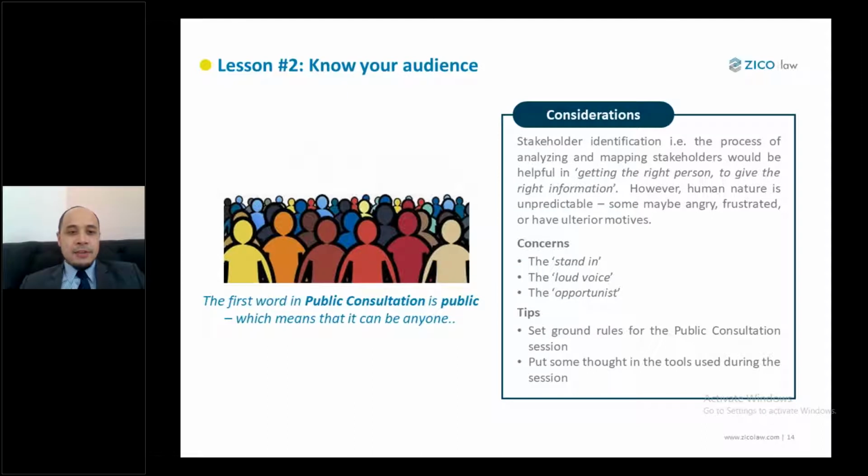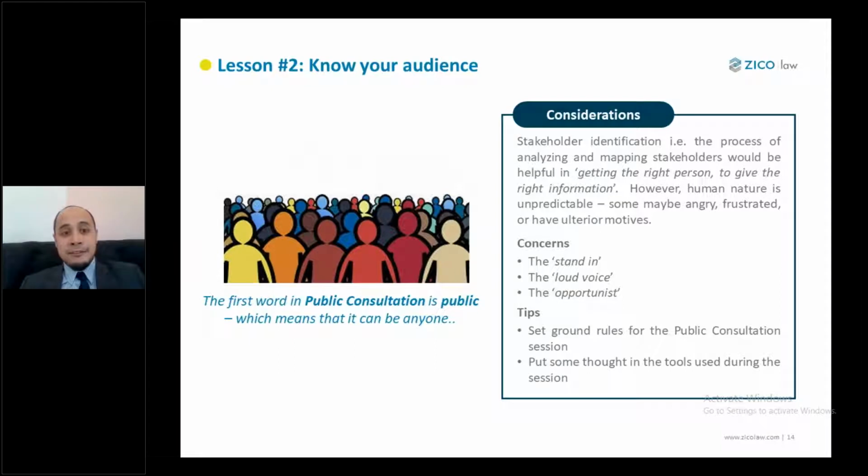Next slide. Okay, so the next slide here is basically about knowing your audience. Look at the quote. The first word in public consultation is public, which means that it can be anyone. I like that. As you can see in the picture, you don't know who the people are, what their background is, or where they're from. If you go into a public consultation session, do you think everyone is going to be your friend? Definitely not. Chances are that session would be the first time in your life that you met most of those people.